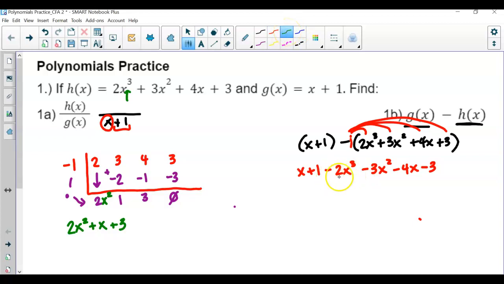There's only the x cubed term here, so negative 2x cubed. Nothing to combine here with x squared, so negative 3x squared. But we do have x, or 1x, minus 4x, which is negative 3x. Then 1 minus 3, negative 2.